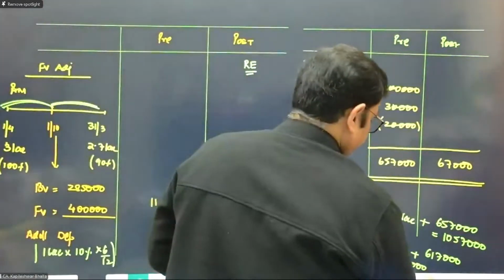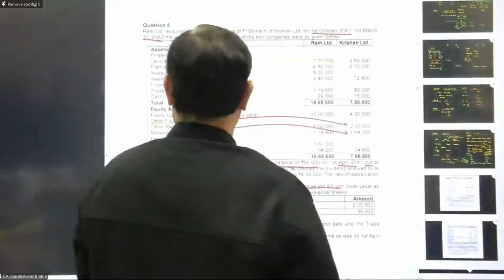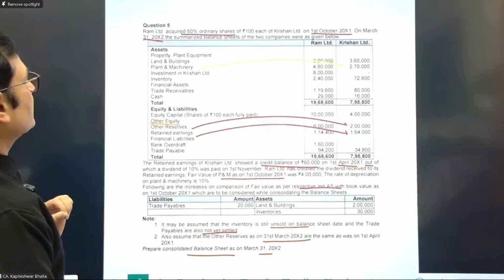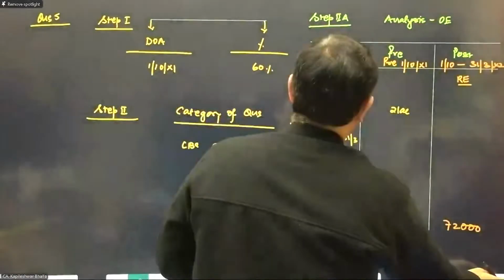Now let's go further. So this was step number 2. Now let's have a look at step number 3. Step number 3 is my purchase consideration. And I think that you can directly pick up investment in the balance sheet. So my investments is appearing in the balance sheet to the tune of 8 lakhs. So we can directly consider 8 lakhs itself. That is the PC. And then we go on to step number 4, and in terms of step number 4, we need now the NCI.